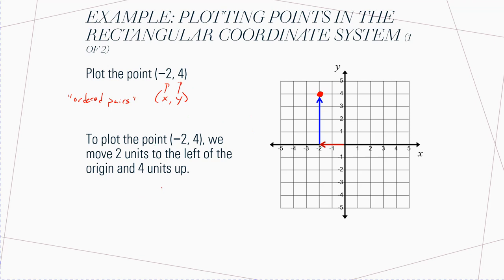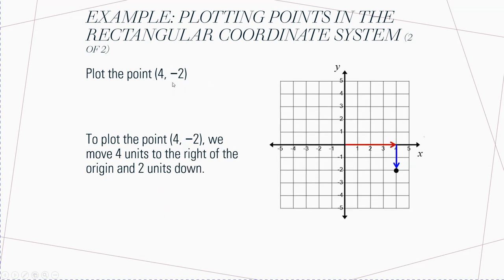So let's just do another one here. Let's plot the point 3, 2. So this is my x. So I'm going to go over to x of 3. And then my y is 2. So I'm going to go up 2. 3, 2. All right, let's do another point or two. So let's do 4, -2. So remember, ordered pairs. This is my x, my y. So my x is saying, okay, go over to the x value 4 and then down to -2. So this is the point 4, -2.